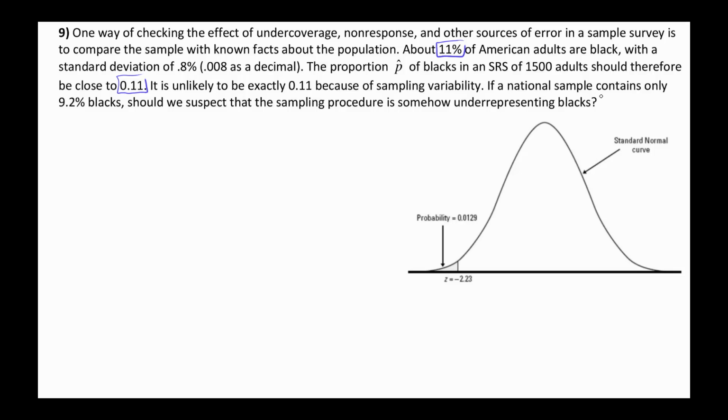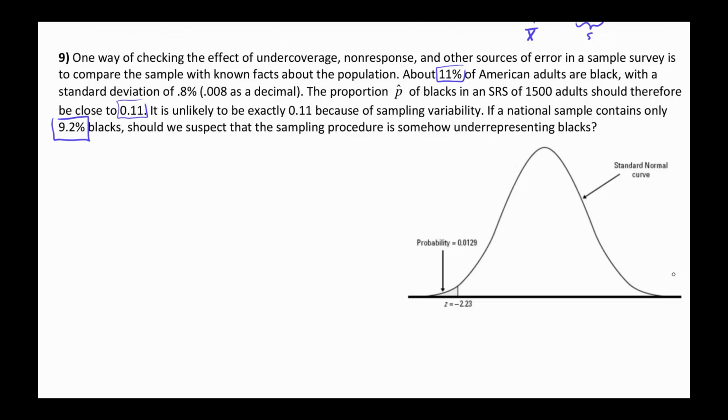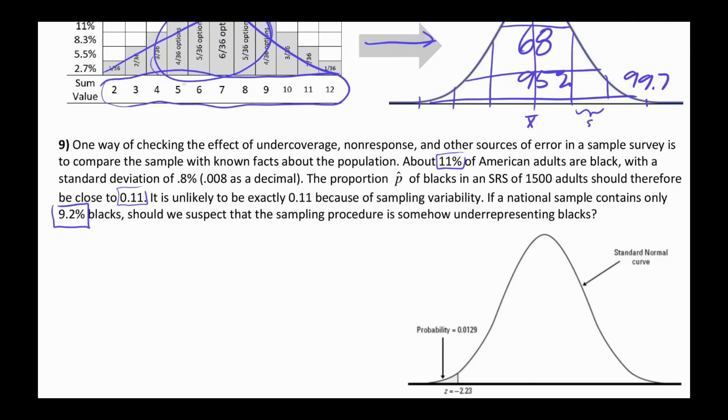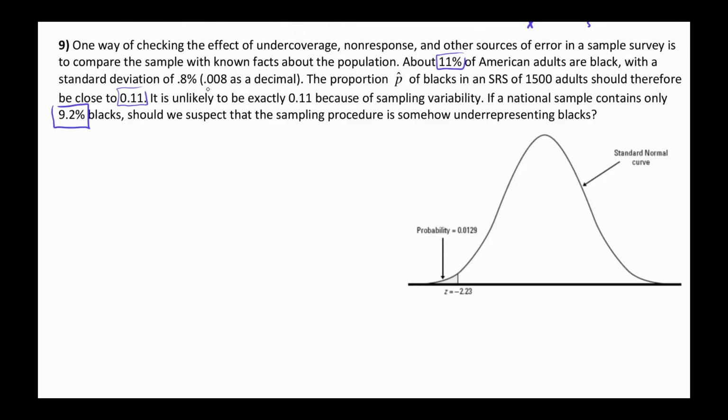If a national sample contains only 9.2% blacks, should we suspect that the sampling procedure is somehow underrepresenting them? Is it biased against African Americans? So what we're doing here is we're taking a larger amount of data and we're getting a smoother curve. This curve, though, still represents probability. Just like with the bar graph, each bar right up here is a probability. It's just that we have more of them to choose from. So what do we need to know about this problem in order to get to our answer?